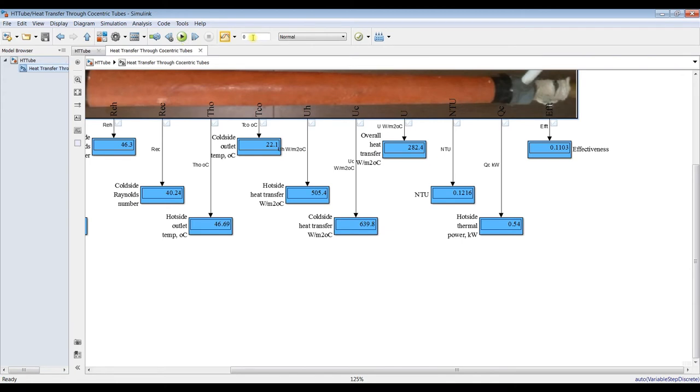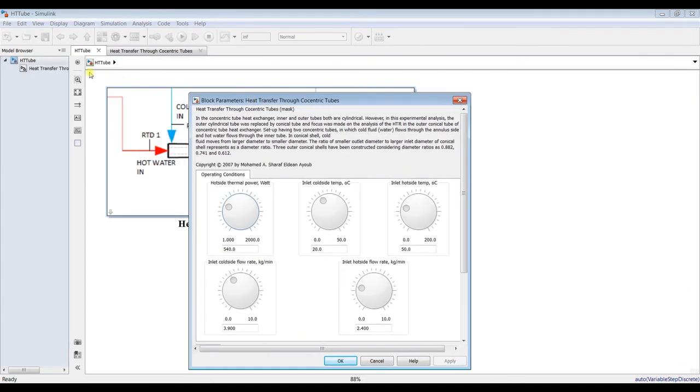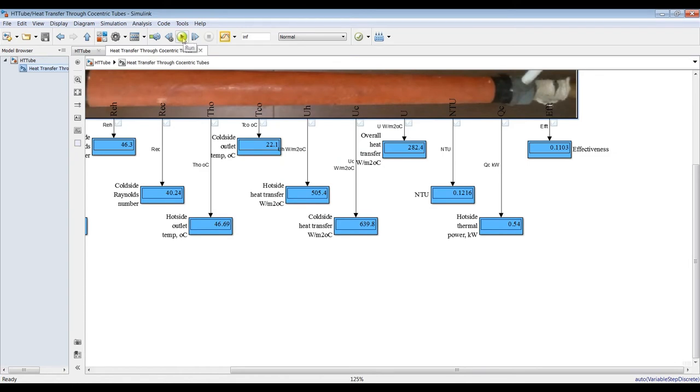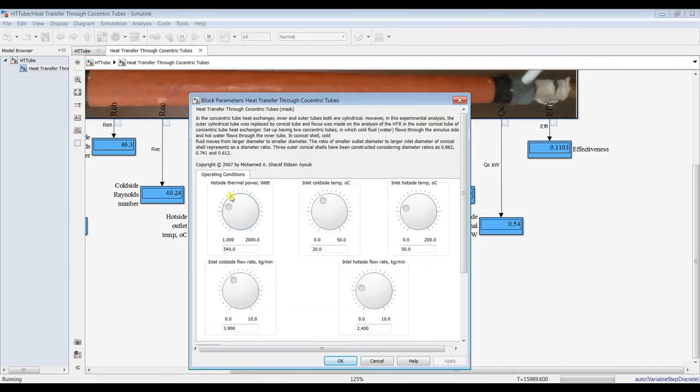Surely you can assign your simulation time to infinity. Okay, and just going here, double clicking, returning back, and hit run, and we would like to change some results with respect to the time. I will increase thermal power, as you can see, increasing thermal power will affect the effectiveness.